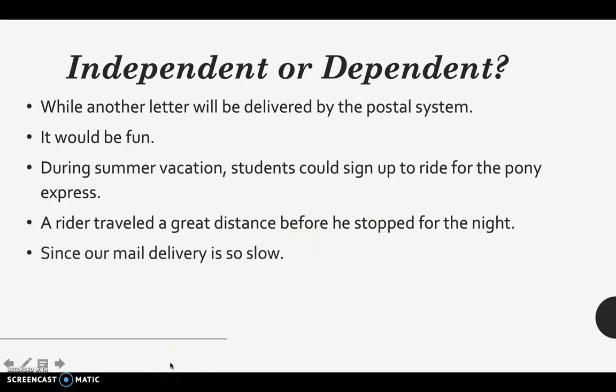Since our mail delivery is so slow. Not a sentence, it's a fragment, so that makes this a dependent clause. Since is my subordinating conjunction. Our delivery is our subject. Is the verb. So we would need to attach this to another independent clause. Something like, since our mail delivery is so slow, comma, I didn't get your letter.